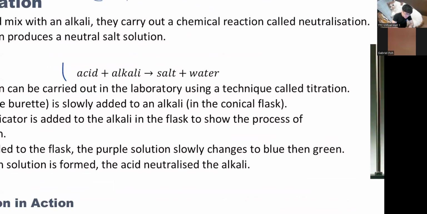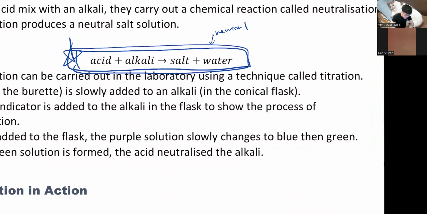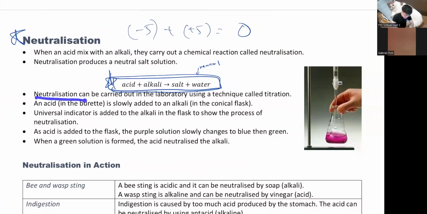So please memorize this. Very, very important. When acid and alkaline meet, they turn into salt and water, which is neutral. Salt and water are not acidic, they are not alkaline, they are just neutral. They don't do anything, right? They are safe. Neutralization can be carried out in the laboratory using a technique called titration.